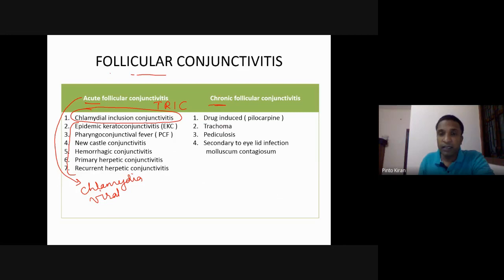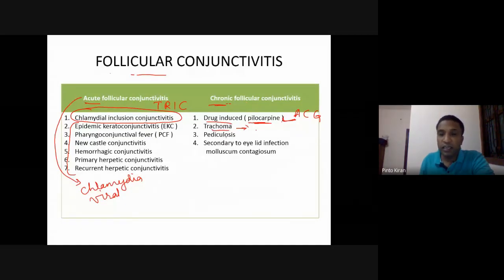Then what are the causes for a chronic follicular conjunctivitis? Drug-induced, most commonly in ophthalmic use, is pilocarpine. Pilocarpine, which is sometimes used in acute angle closure glaucoma, when used, will cause a chronic follicular conjunctivitis. Trachoma, a chronic form of chlamydial infection. The other is an acute infection; this is a chronic infection that will cause a follicular conjunctivitis.